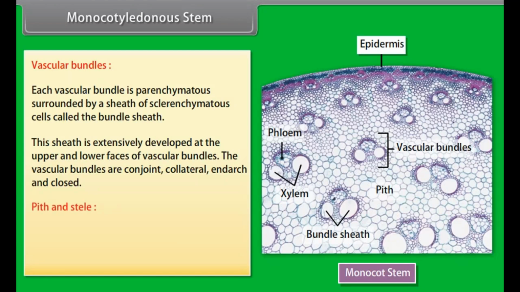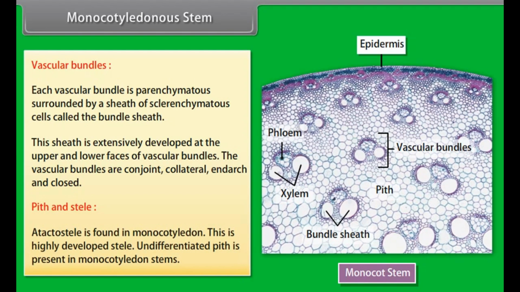Pith and stele. Atactostele is found in monocotyledon. This is a highly developed stele. Undifferentiated pith is present in monocotyledon stems.